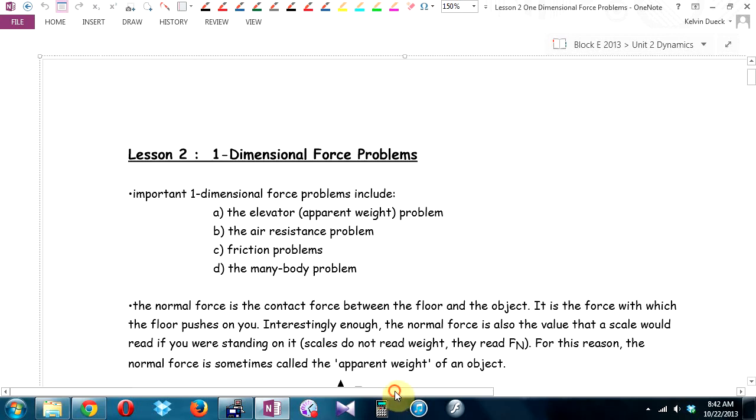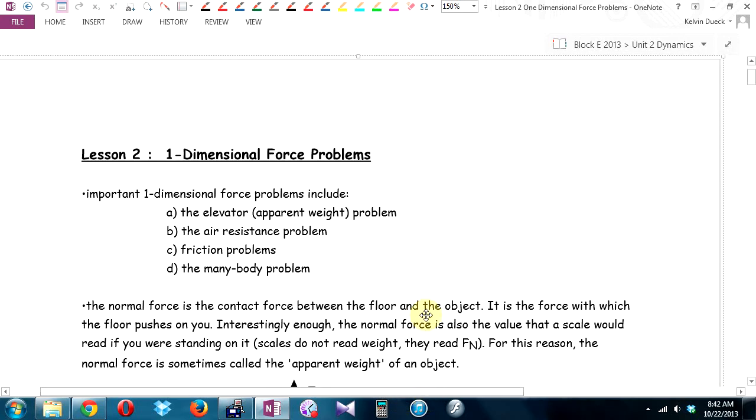Lesson 2, one-dimensional force problems. By one-dimensional force problems, I mean stuff that's in a nice straight line. In a couple of lessons, we'll start to go at an angle. Did I say angle? Yes, it will be components. We'll be bringing some of that in. But for now, we're going to keep everything in a nice straight line.